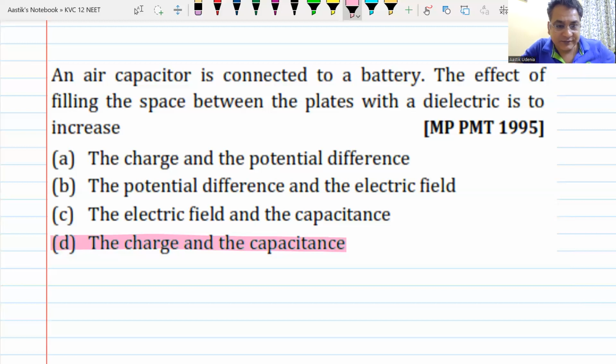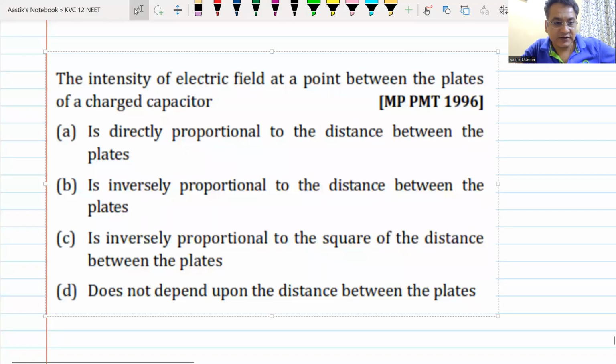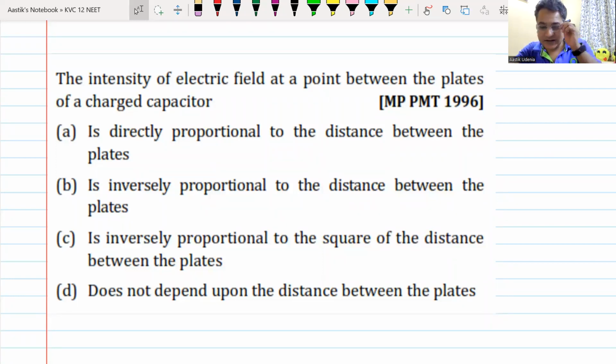One more, this one. I would be very glad if you can give me the answer for this one. I give you 2 minutes to do this. So this is the next question: the intensity of electric field at a point between the plates of a charged capacitor. So this is the capacitor. They're asking about the electric field at any point inside the capacitor. What is the correct option? I'll give you 2 minutes to give me the answer.